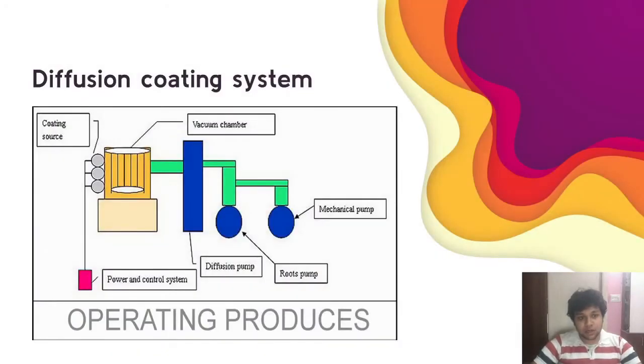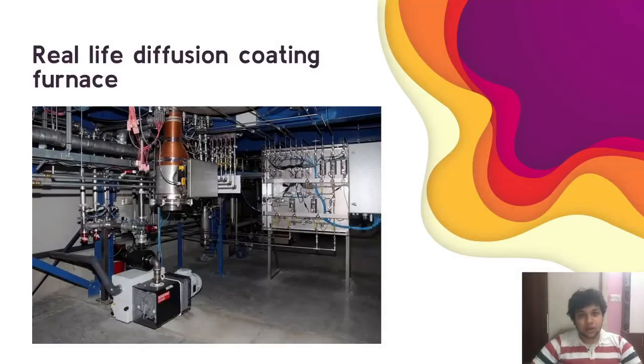This is the typical diffusion coating system. It consists of a coating source, power and control system, a vacuum chamber, diffusion pump, a mechanical pump and a Roots pump. This is the real life diffusion coating furnace, and this is how it looks like. This is where the diffusion coating process takes place.